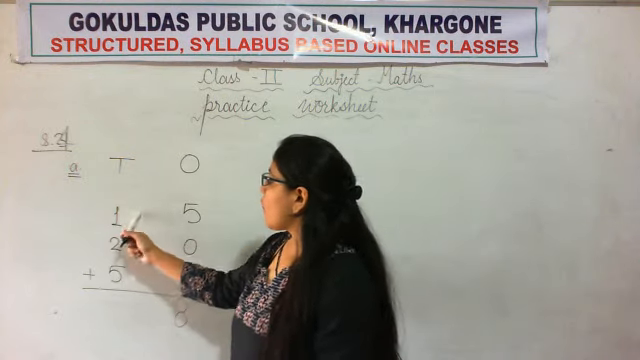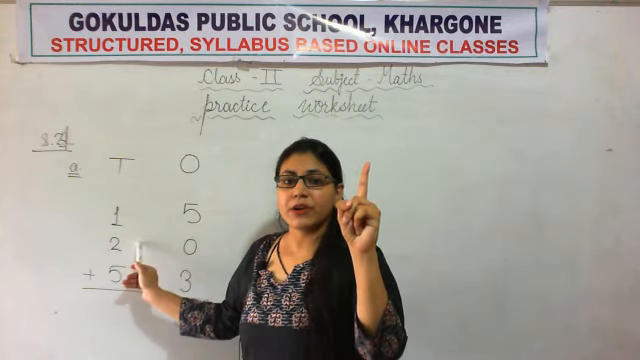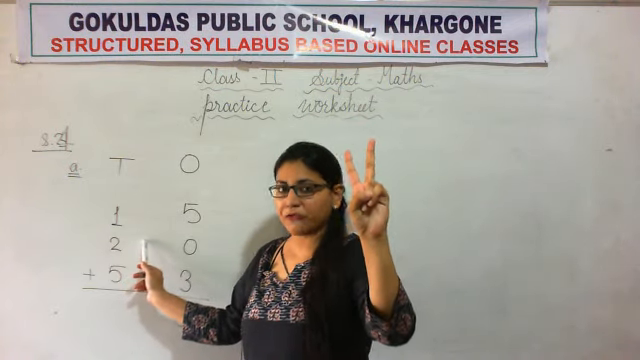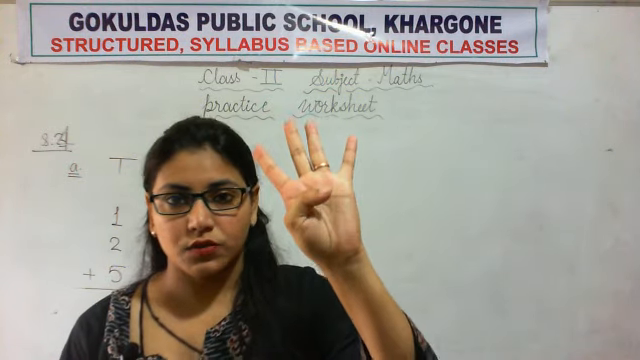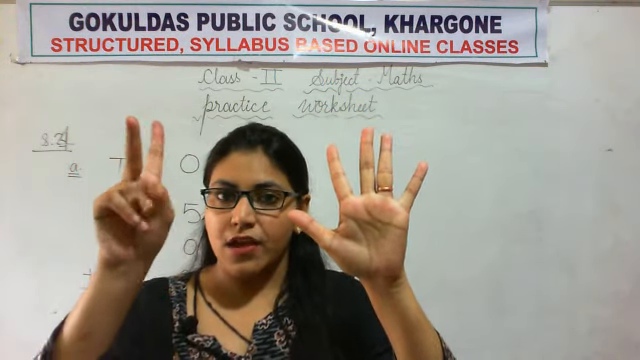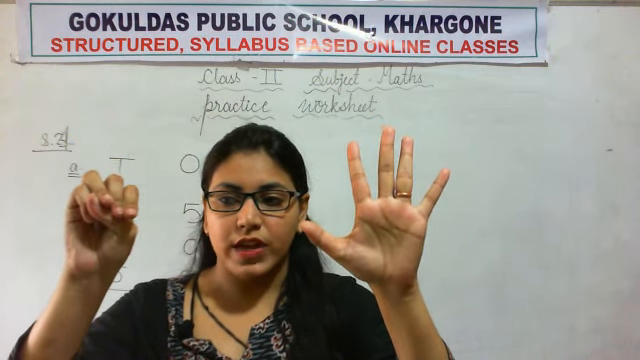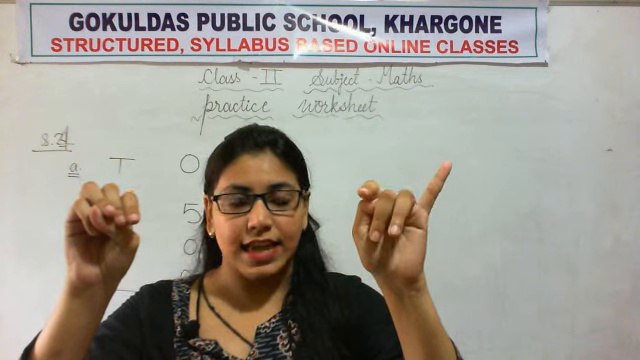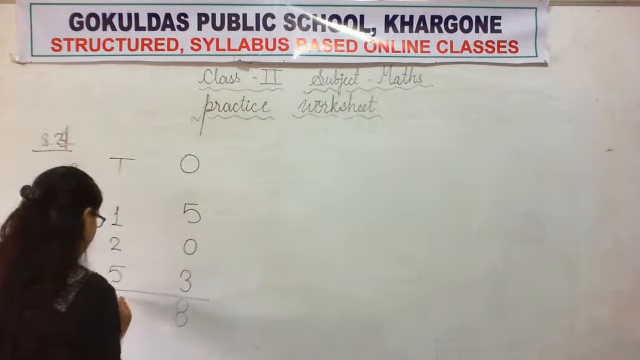Okay. Now 1, we will open 1 finger for that 1. Then the next number is 2, so we will open 2 more fingers. And the next number is 5, so we will open 5 fingers: 1, 2, 3, 4, 5. Now let's count how many: 1, 2, 3, 4, 5, 6, 7 and 8. Again 8 fingers, so we will write the number 8.